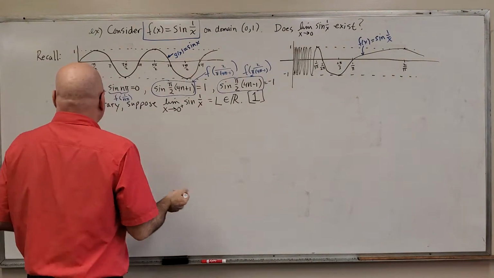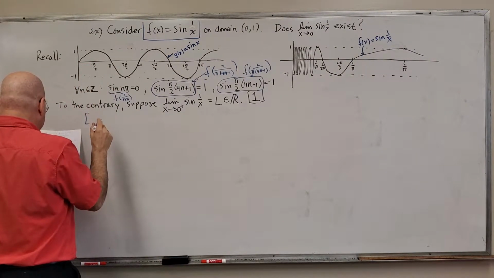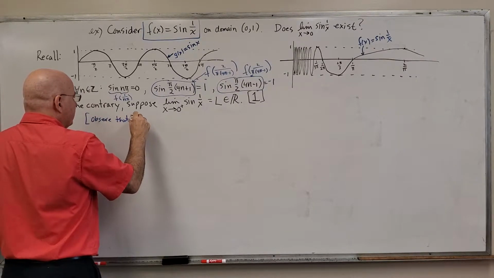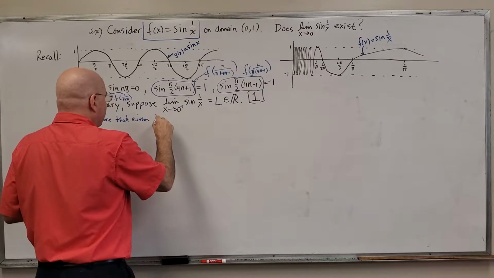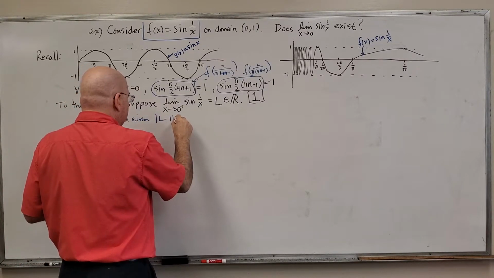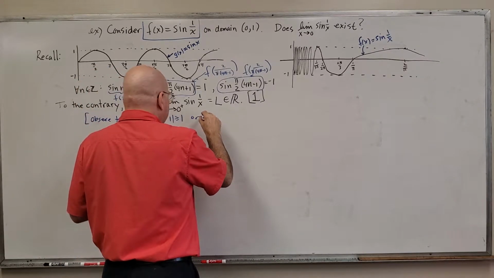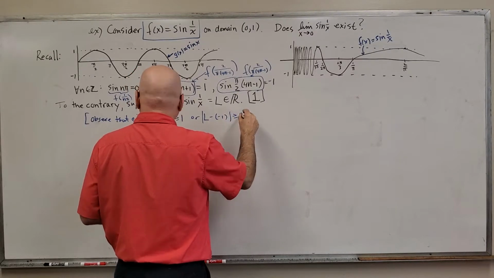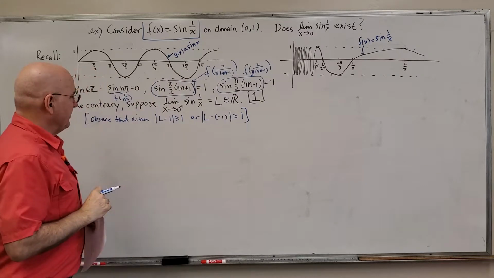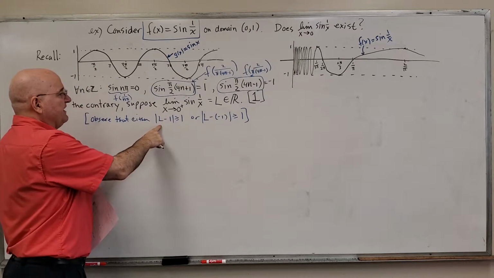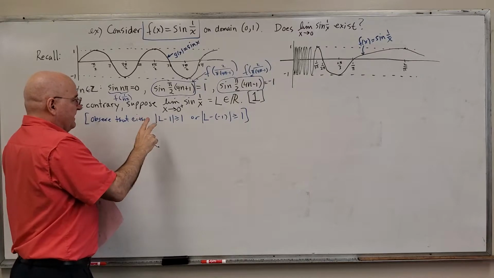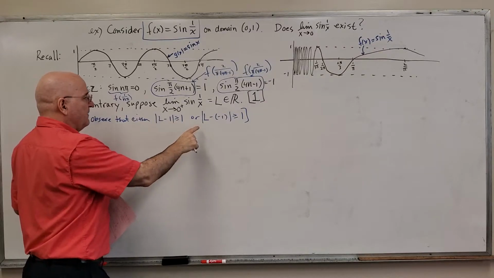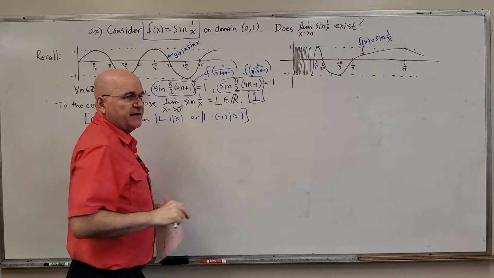All right, and as we noted earlier, I'm just going to remind us to observe that either the absolute value of L minus 1 is greater than or equal to 1, or the absolute value of L minus negative 1 is greater than or equal to 1. That's the same thing we talked about a little bit earlier. L could be any real number. Either the distance between that number and 1 is greater than or equal to 1, or the distance between that number and negative 1 is greater than or equal to 1.